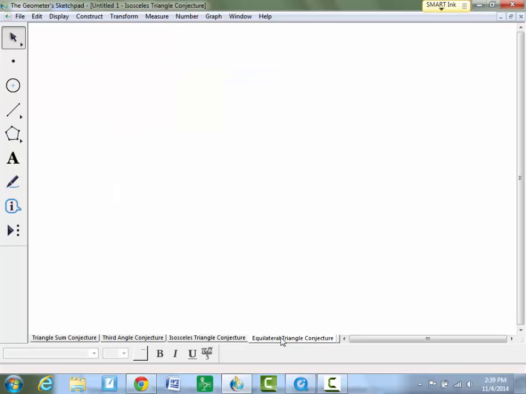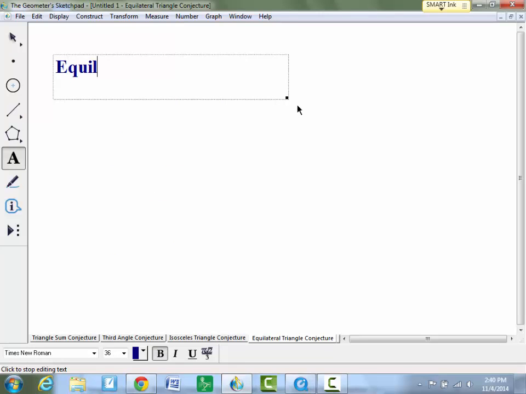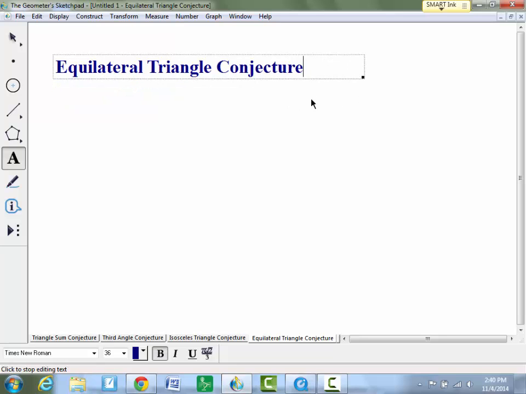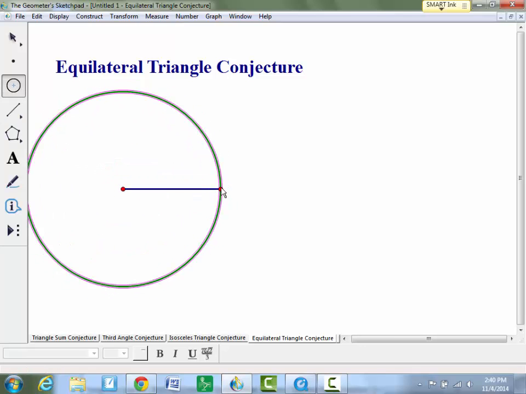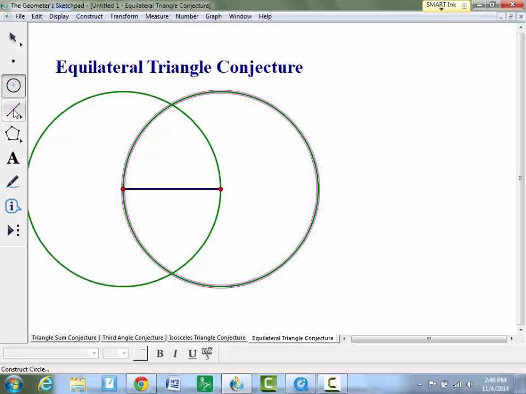All right, our final sketch for tonight is the equilateral triangle conjecture. And so what we want to show here is a construction of an equilateral triangle. Probably the best way to do it is start with the segment, and you can then use 2 overlapping circles to make your equilateral triangle. You can also do this as we did for the isosceles triangle, except just set your rotation for 60 degrees.